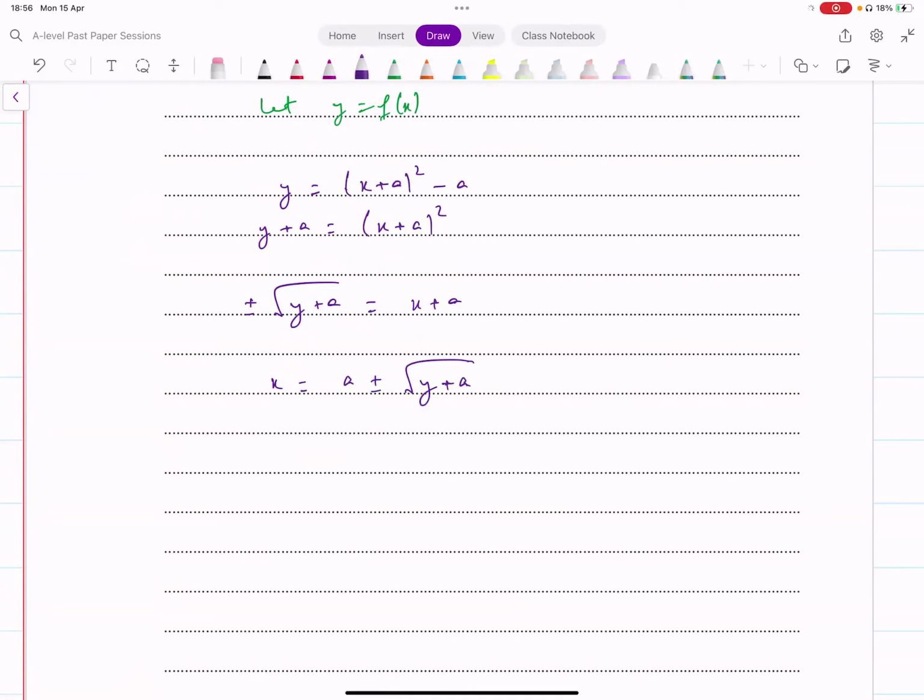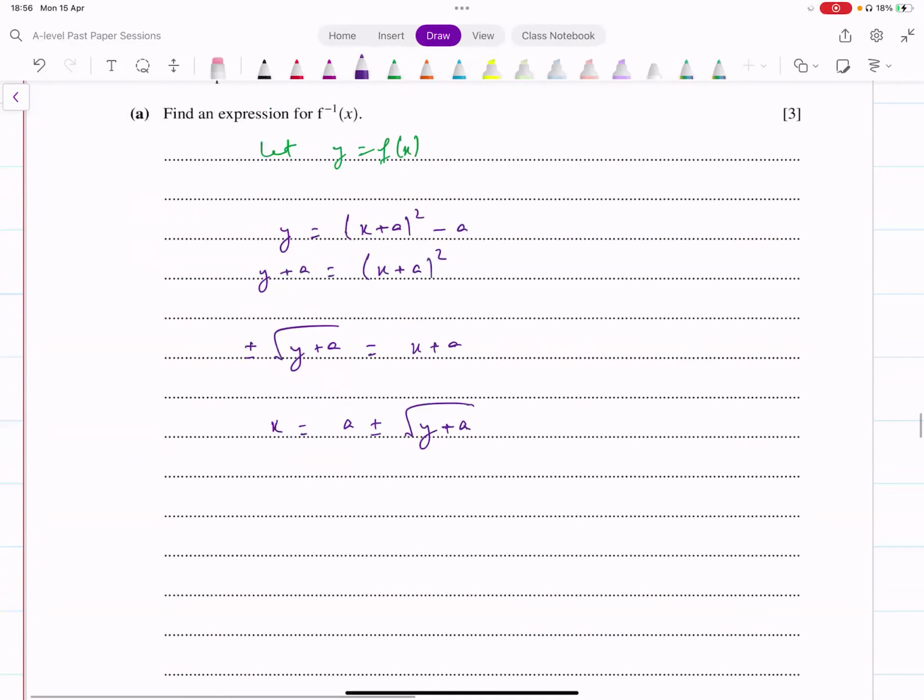So we have made x the subject here, right? That's the first thing that we had to do. We had to make x the subject. We're done with that.